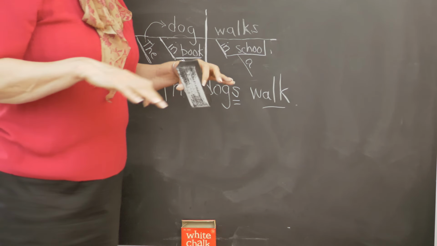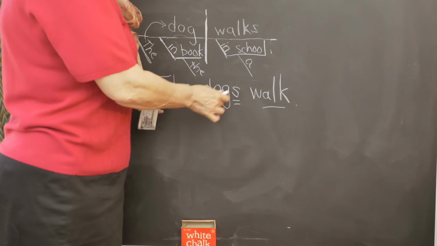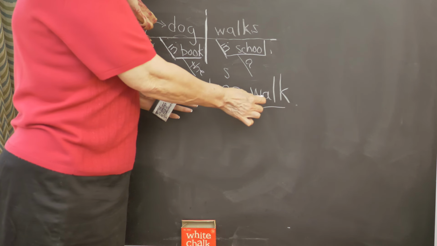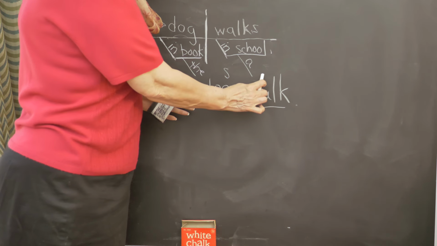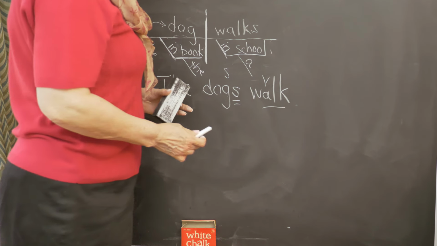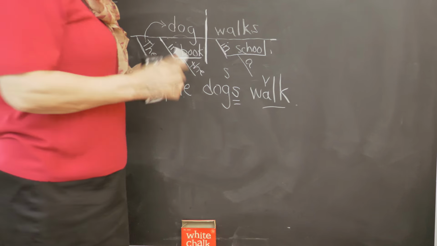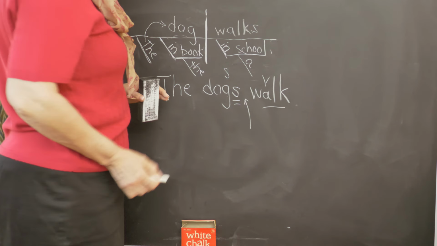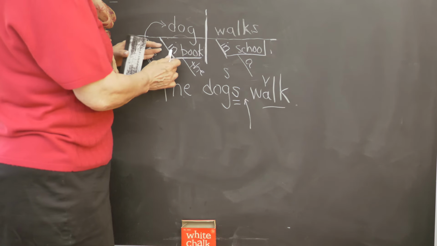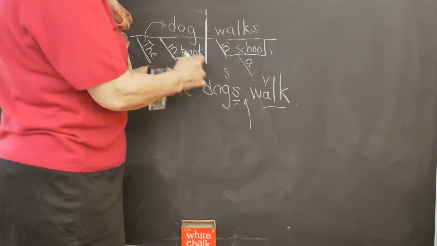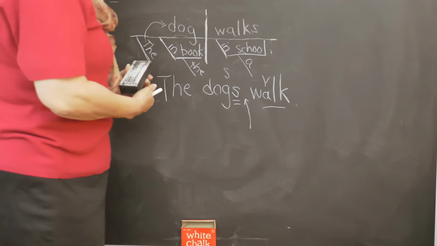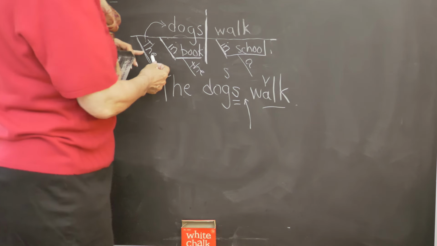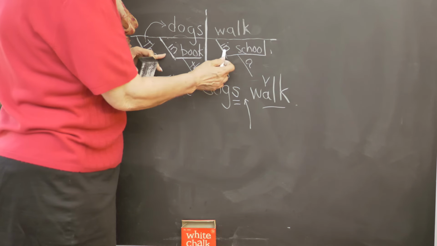And that's pretty straightforward. I hear most of you using the correct number, singular or plural, in your subject with the correct number, singular or plural, in your verb in the predicate. Things get a little bit harder when we insert extra words in between the subject and the verb. The dog in the book, or the dogs in the book. Dogs in the book walk in a school.